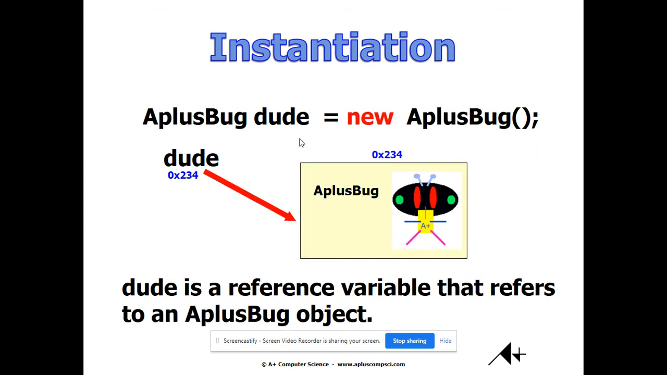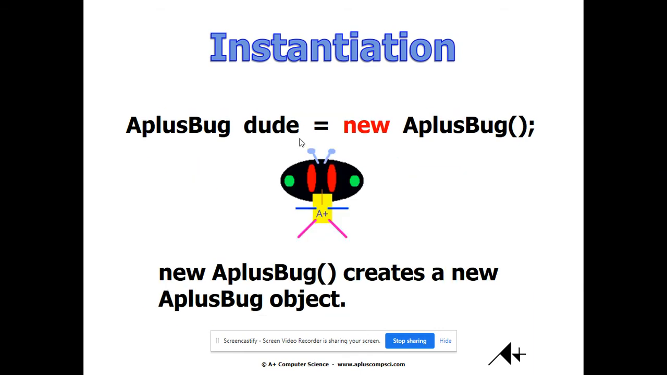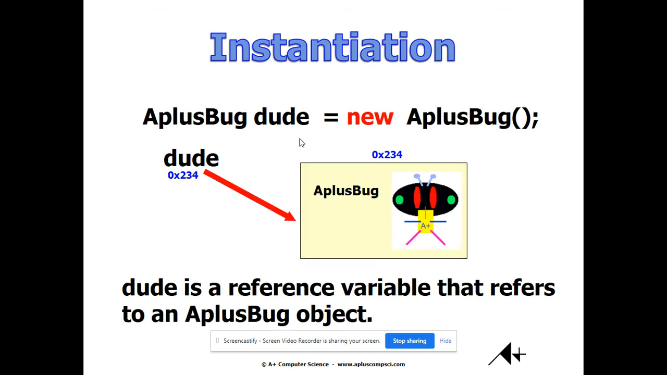This is the bug named dude. And what is dude? Dude is a new bug. It's called instantiating an object. And all it does is it creates a new bug object. That's all that's going on there. Now, when you instantiate something, it allows you to use the methods. And the reason that you can use those methods is because what Java is actually doing is creating a space in memory for this object, saying, okay, I have this thing called dude. I'm going to store it here, and now dude can do things.